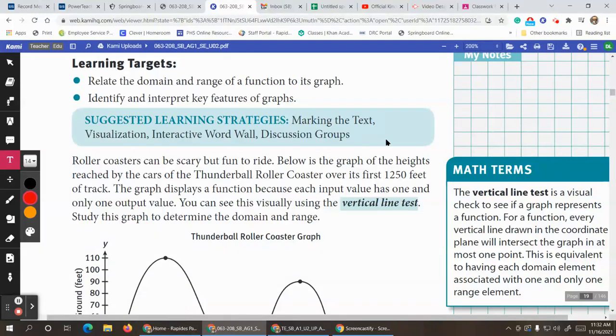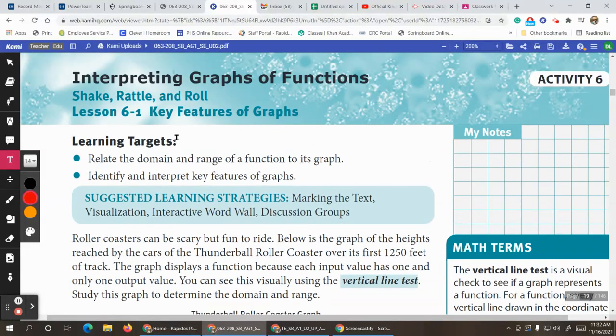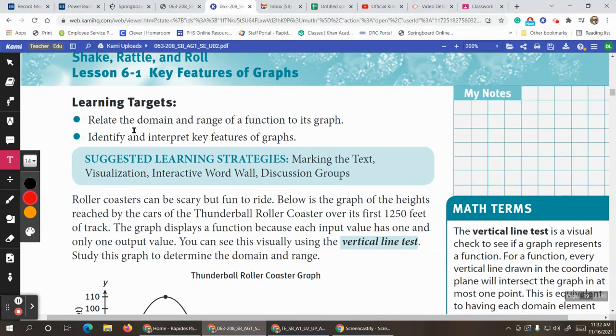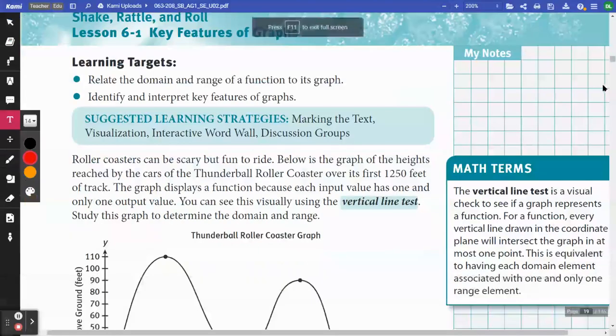All right, this is SpringBoard, Algebra 1. Key features of graphs, interpreting graphs of the function. We will talk about how to relate the domain and range of a function to its graph and identify and interpret key features of the graph. So this is going to be a very definition-heavy introduction of lesson, okay?